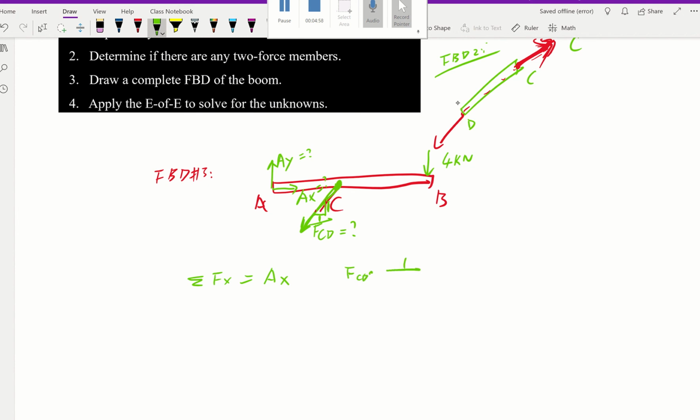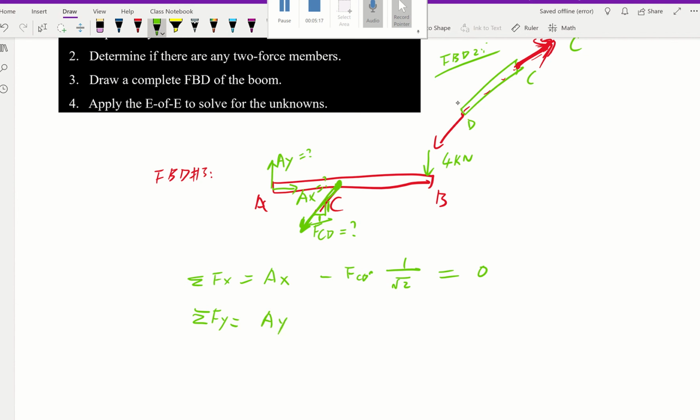Hypotenuse is 1 squared plus 1 squared, take the square root, so 2. And its X direction is pulling to the what? Pulling to the left, so it's minus, that equals 0. Now forces at Y, we'll have AY going upward.